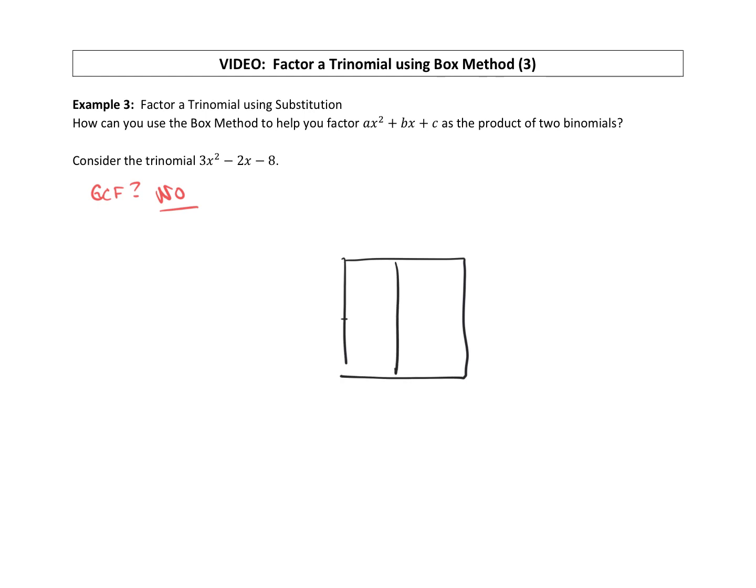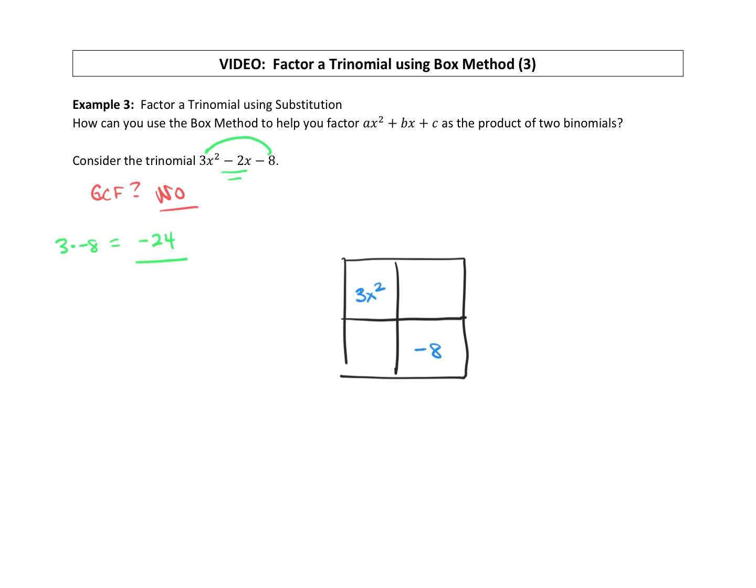Remember, we put our first term in the top left, so that's where your 3x squared is going to go. The last term, the negative 8, goes in the bottom right. Now, to fill in our remaining boxes, we need factors of a times c that add up to our middle term, b. So let's figure out what a times c is. A times c, 3 times negative 8, is negative 24.